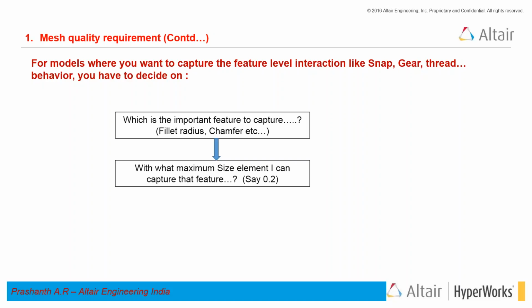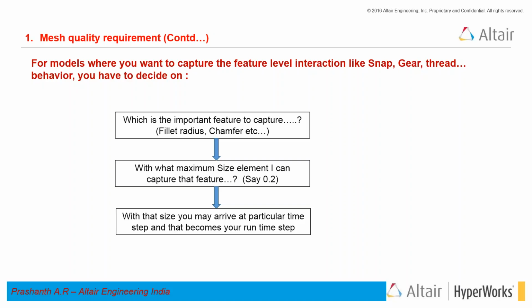Once you do that, you have to decide what is the maximum size element that I can put to capture those features. So here it is not the minimum. Your thinking has to be always the bigger elements, maybe say 0.2 or whatever. What should be the maximum size of element which you can put, but still capture the feature with reasonable accuracy? Once you decide on that, you will mesh as per that.